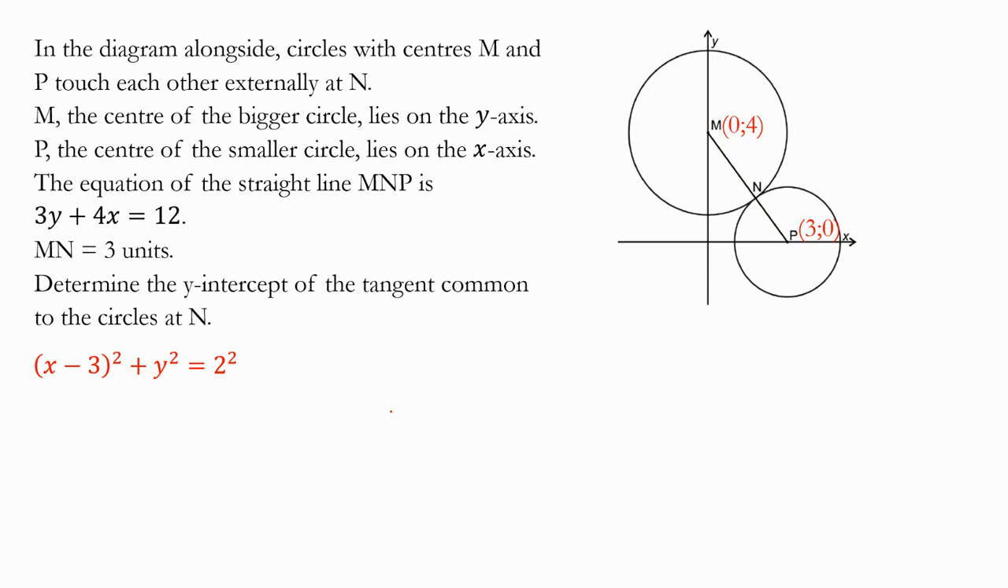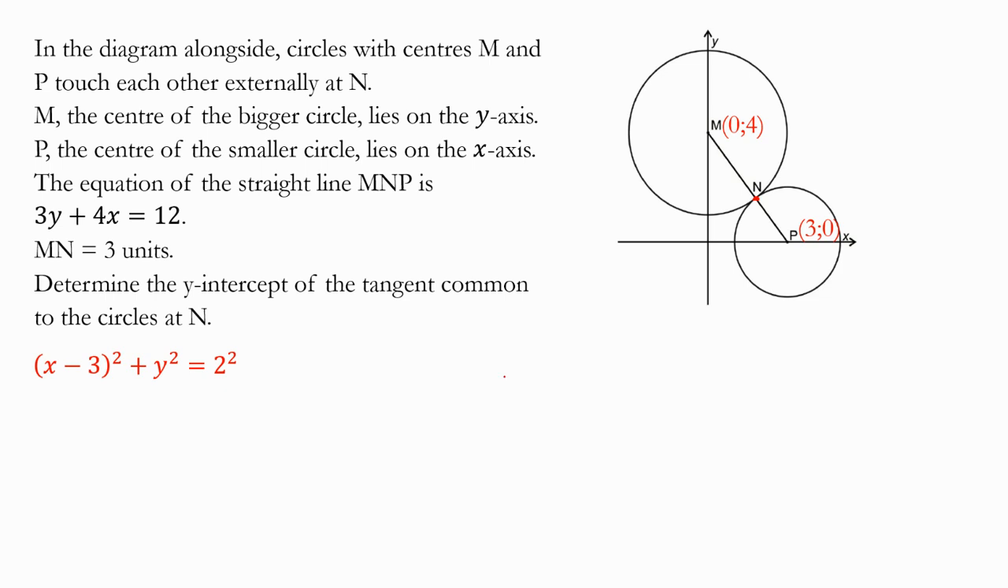Now let's do 11b. In the diagram alongside, circles with centers M and P touch each other externally at N. What is the meaning of that? When you're saying they're touching externally, it means they're touching each other at what? At one point, like one point at N here. M is the center of the bigger circle.